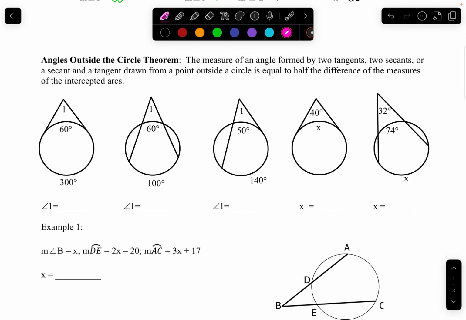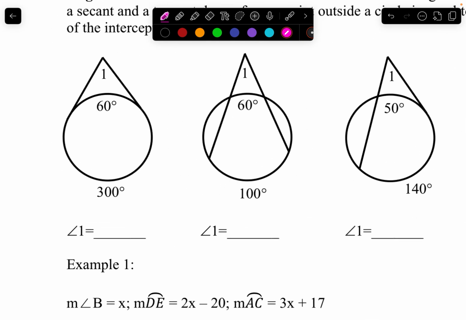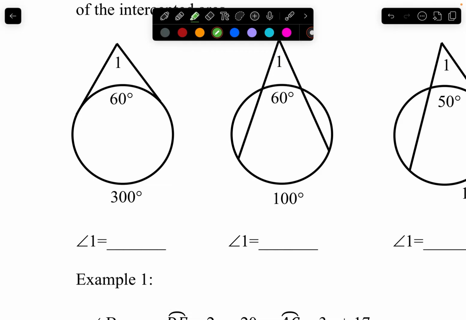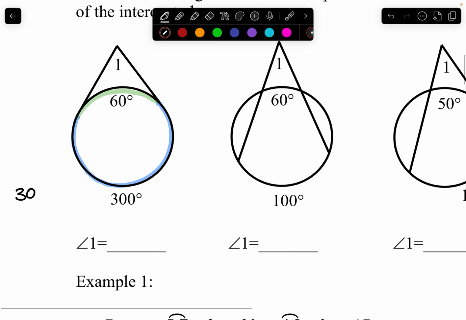So on these down here, what I have to do is find the arcs that are intercepted, and then subtract those from each other and then divide that by 2. On this one, because I have 2 tangents, that means that the entire circle is actually getting used. I've got that 60 degree and this 300 degree. So that's the full circle essentially. So what I have to do here is 300 minus 60 divided by 2, and that will give me the angle on the outside of my circle. 300 minus 60 divided by 2 is 120. So the measure of angle 1 on the outside is 120 degrees.